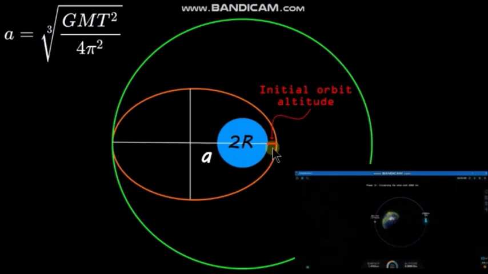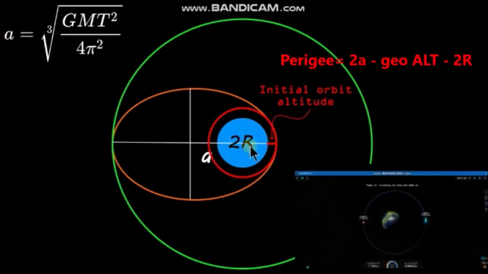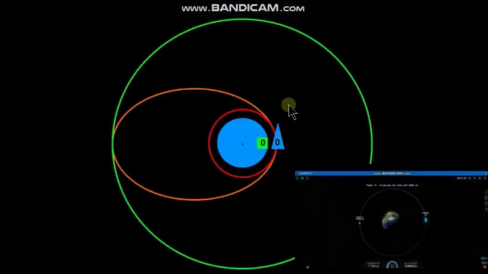So how to define the initial orbit altitude? We know the time. Here's the time. This is the period of the orbit, and from that time we get the semi-major axis. We subtract the radius of the Earth, and then the remaining will be the initial orbit altitude. And why do we do all of this?